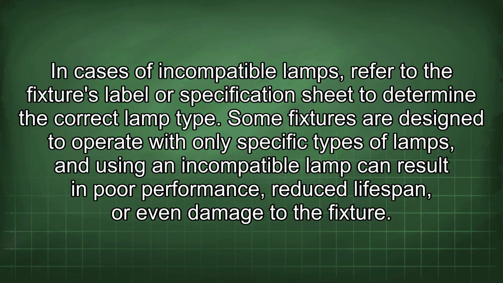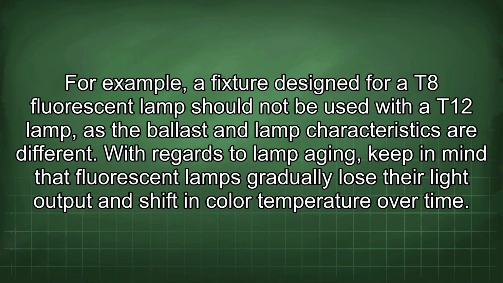In cases of incompatible lamps, refer to the fixture's label or specification sheet to determine the correct lamp type. Some fixtures are designed to operate with only specific types of lamps, and using an incompatible lamp can result in poor performance, reduced lifespan, or even damage to the fixture. For example, a fixture designed for a T8 fluorescent lamp should not be used with a T12 lamp, as the ballast and lamp characteristics are different.